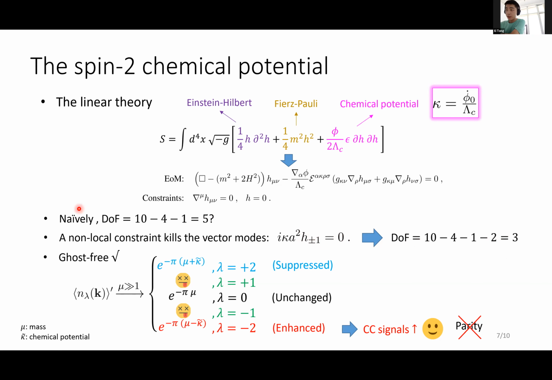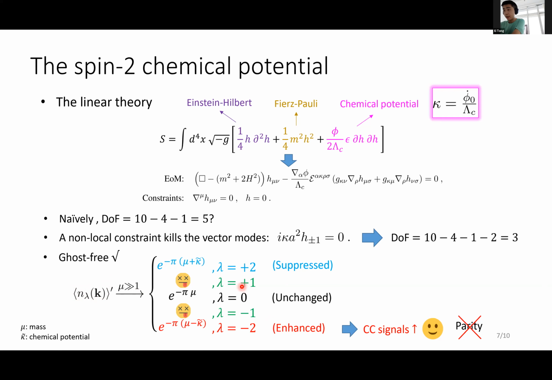And after removing the vector modes, the remaining theory is ghost-free, and one can go on and solve its equations of motion, solve its mode functions, and expand them in the late-time limit to obtain the Bogoliubov coefficients, and hence the particle production number density. The result is that in the large mass limit, the particle number has this kind of spectrum.